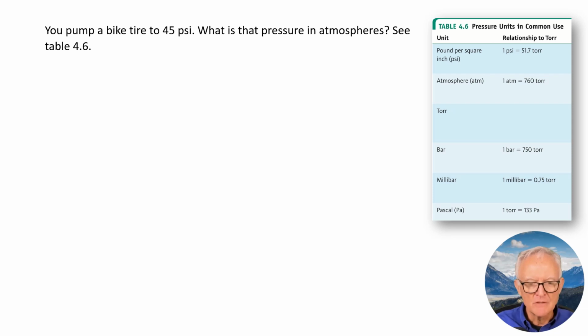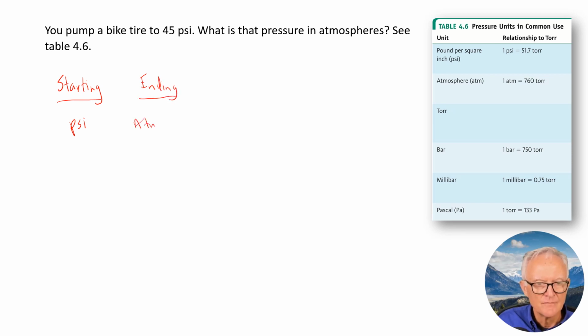This is a simple conversion question. We've been doing these all along. In this case, we have a bike tire with 45 psi. So our starting units are psi, pounds per square inch. Our ending units are going to be atmospheres. So we will need conversion factors that'll get us from psi to atmospheres.